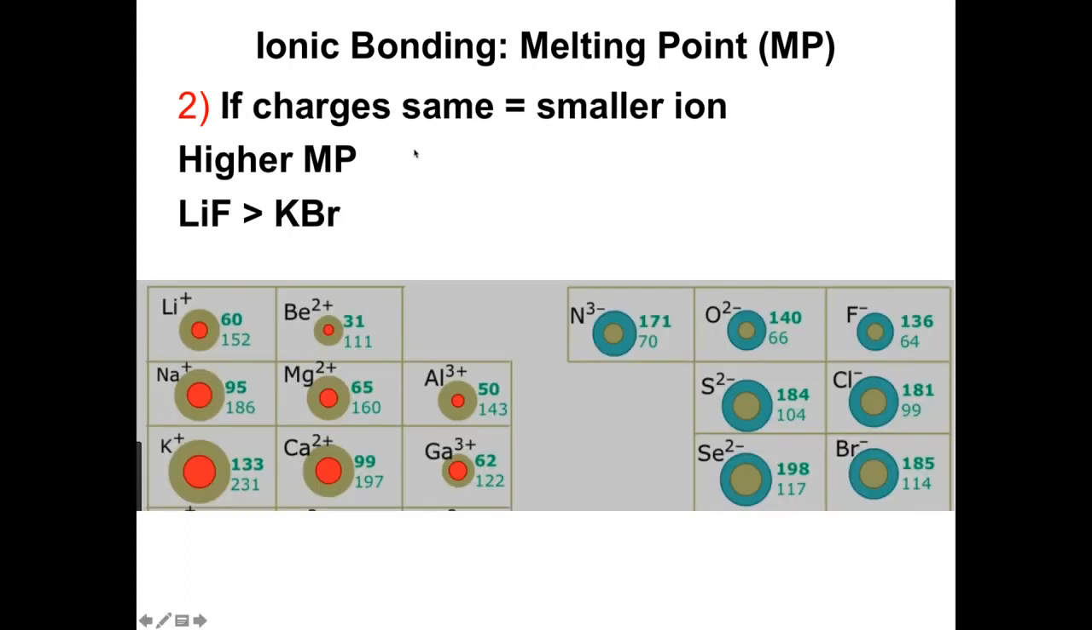Over here you see the charges. If charges are the same, it's going to be the smaller ion. So you can see that LiF, again being smaller, will actually have a higher melting point because the positive cation and negative anion can get closer together than in KBr.